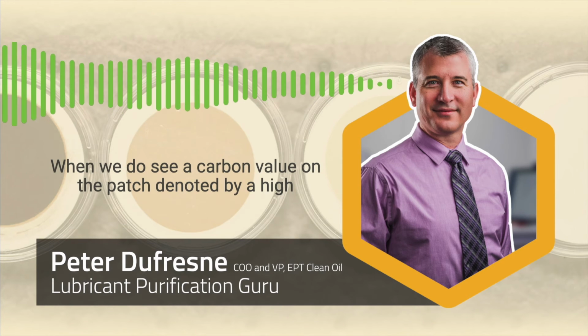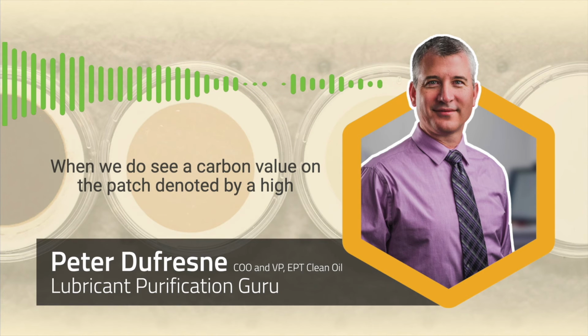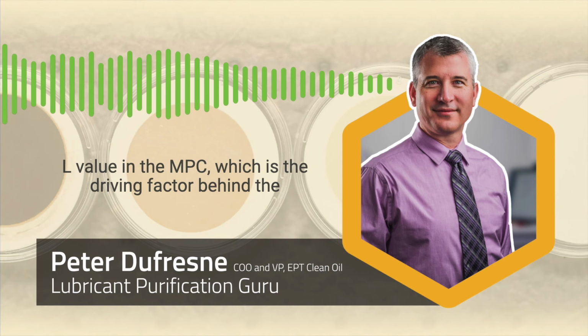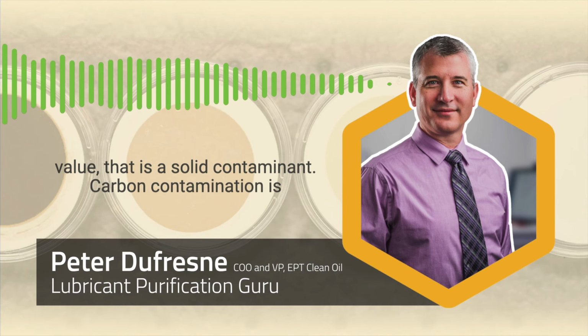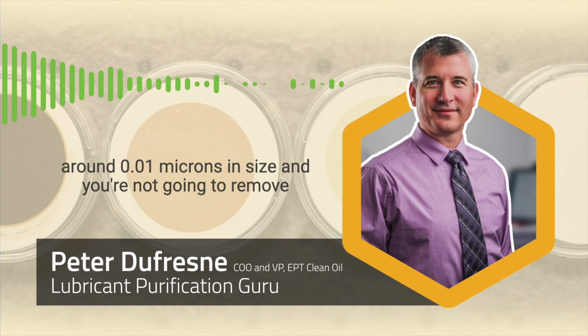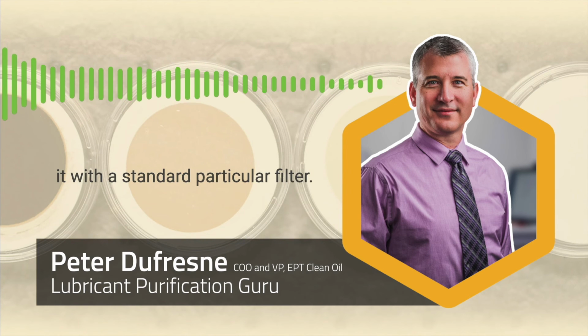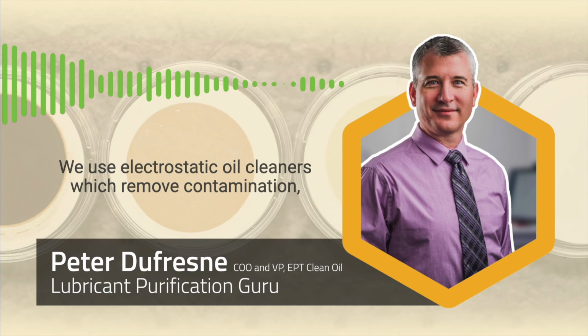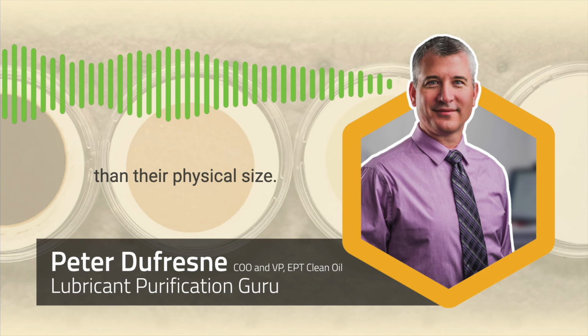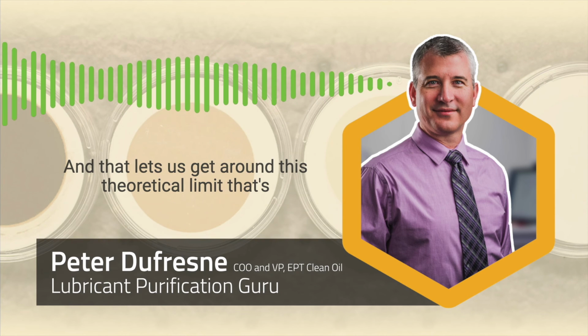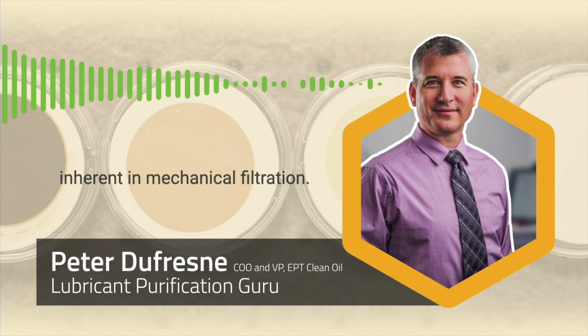When we do see a carbon value on the patch denoted by a high L value in the MPC, which is the driving factor behind the value, that is a solid contaminant. Carbon contamination is around 0.01 microns in size, and you're not going to remove it with a standard particulate filter. We use electrostatic oil cleaners, which remove solid contamination according to their mass rather than their physical size, and that lets us get around this theoretical limit that's inherent in mechanical filtration.